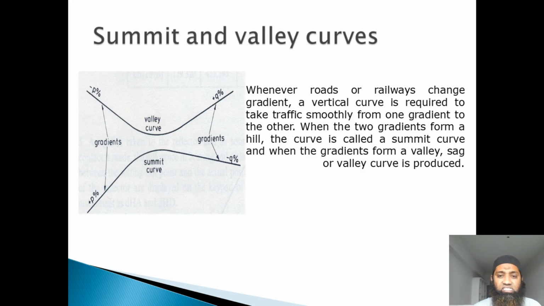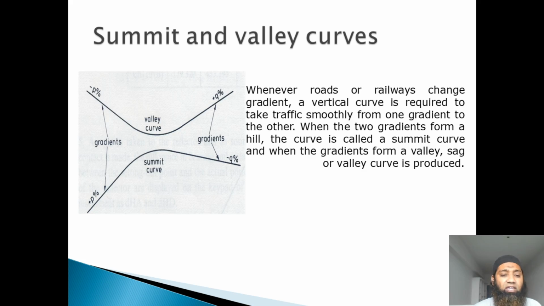Whenever roads or railways change gradient, a vertical curve is required to take traffic smoothly from one gradient to the other. So a vertical curve is very important in connecting when there is a change in the gradient. When the two gradients form a hill, the curve is called a summit curve.